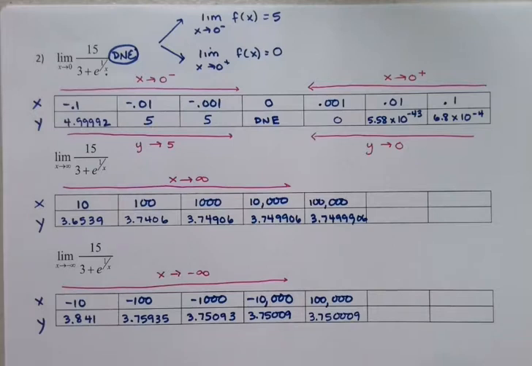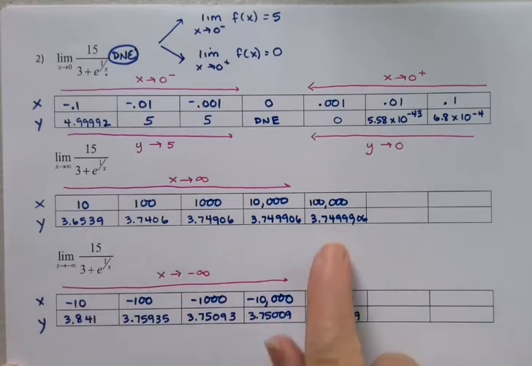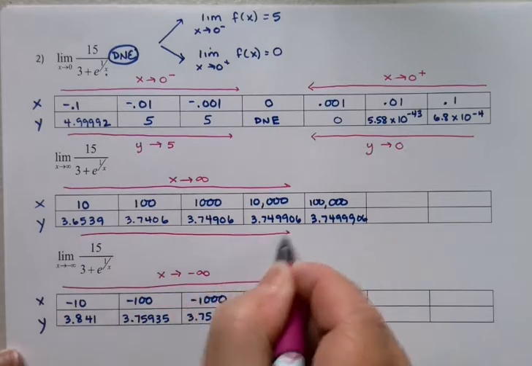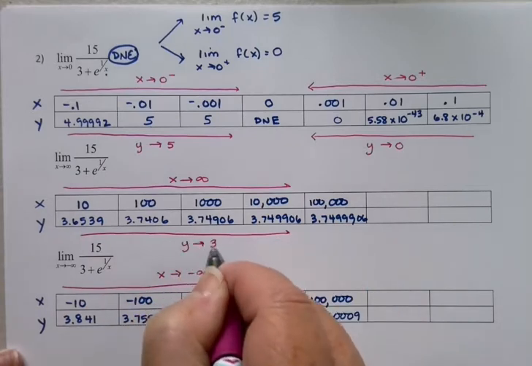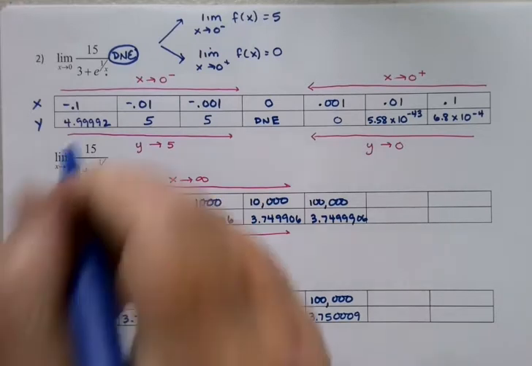So this is a really good example of why we really need to see a pattern. Again, here are my y values, and they appear to be trying to reach 3.75, but not quite. So I'm going to say it looks to me like the y's are approaching 3.75. And so that would be my limit.